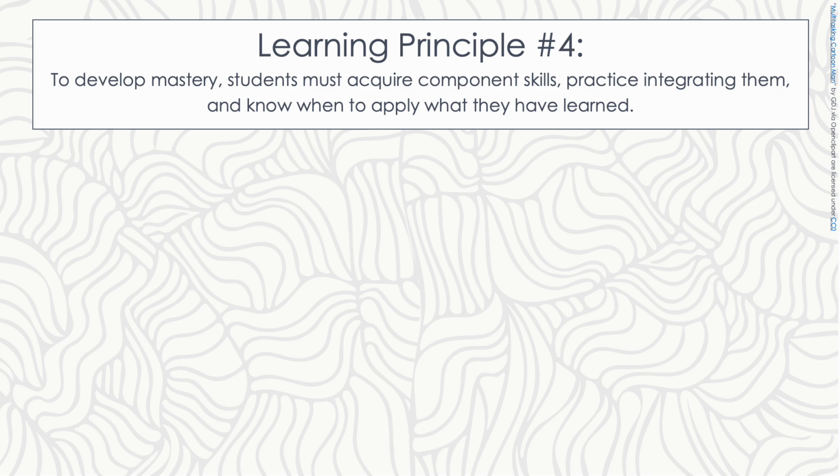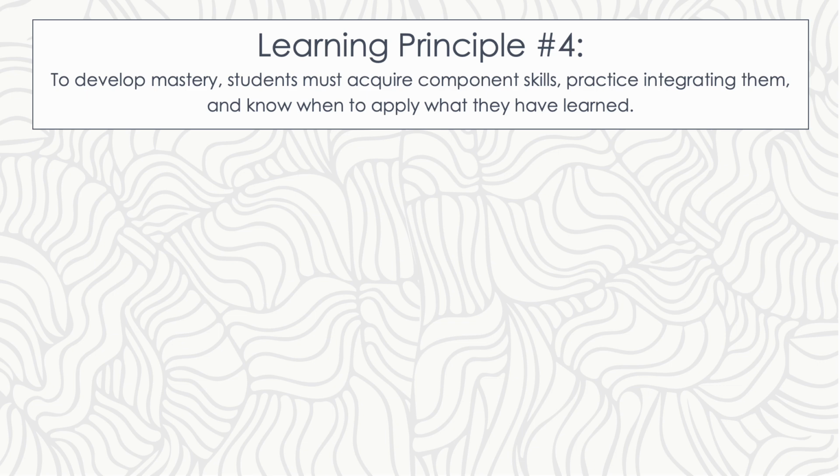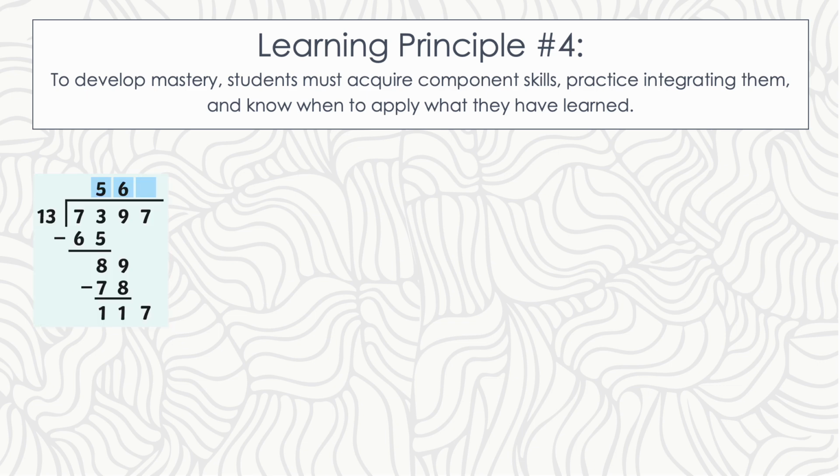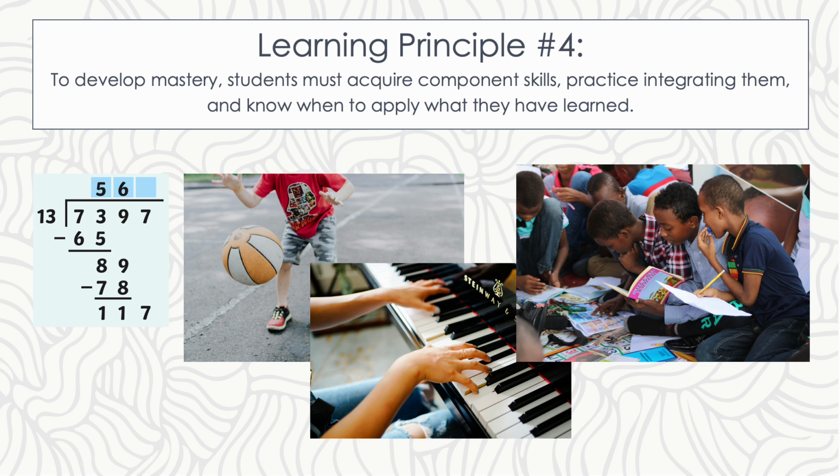To develop mastery, students must acquire component skills, practice integrating them, and know when to apply what they have learned. Many tasks require the use of multiple skills. In order to reach the stage of mastery, learners need to practice different component skills one at a time. Mastery is reached by each sub-skill being given its due practice. For this reason, one practices sets of long division first before moving on to advanced finance. Basketball players practice dribbling, piano players practice scales, and language learners practice verb conjugations.